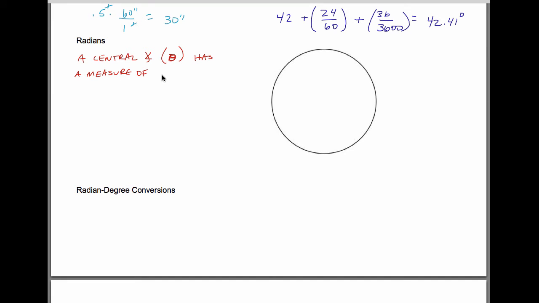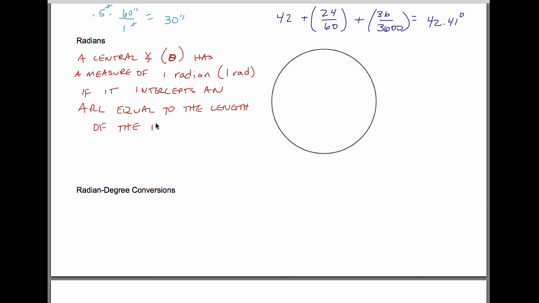of 1 radian, which we would write 1 rad, that's the abbreviation for radian, if it intercepts an arc equal to the length of the radius. What in the world does that mean?